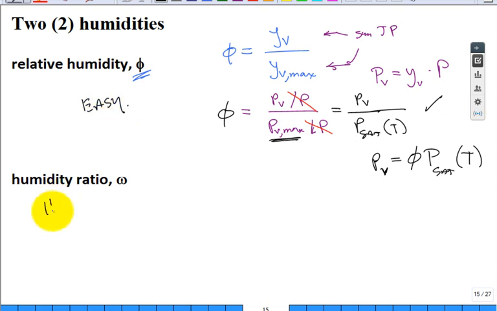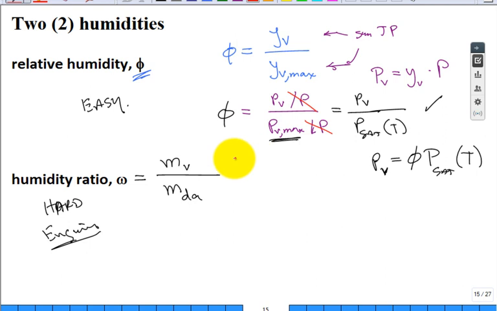This one's a little harder, but guess what? The engineers who design HVAC systems and layouts and all that, this is the one they like. This is the one they use. A lot of calculations. They like the humidity ratio. Okay, well, what exactly is it? Well, it's a ratio of the mass that's vapor in our moist air mixture divided by the mass dry air. So it's a mass over mass. So SI units for mass would be like kilograms. So kilograms per kilogram. That means it's dimensionless. Yes, it is dimensionless. But I like to put kilogram V versus kilogram DA.